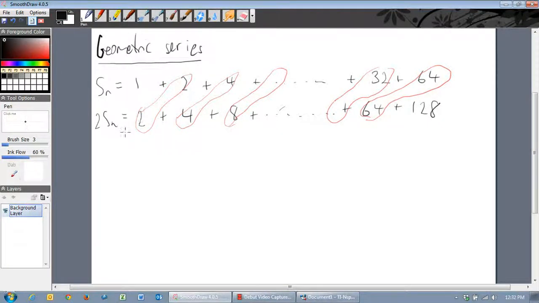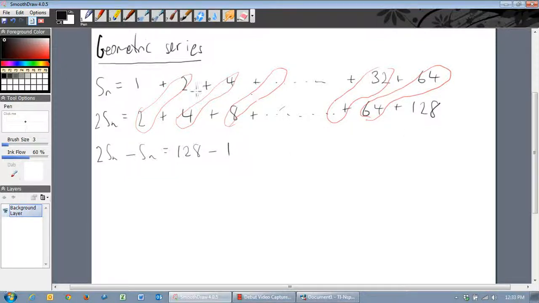So what he did is he subtracted this series from this series: 2Sn, the bottom one, minus Sn. And so all these cancel out. 2 minus 2 is 0, 4 minus 4 is 0, 8 minus 8. All of these that I've circled here just cancel out. And what do you get left with? The only thing left is this 128 minus this 1 here. And that's all you have.